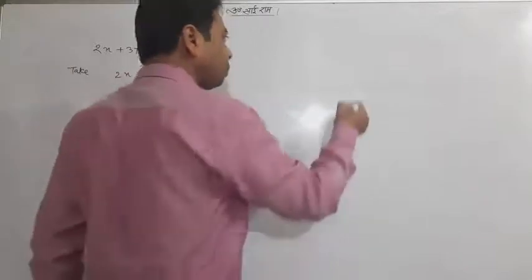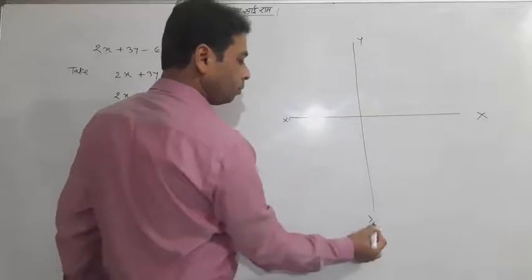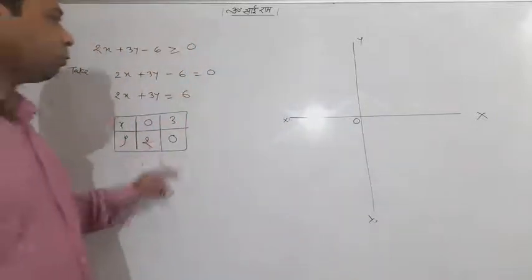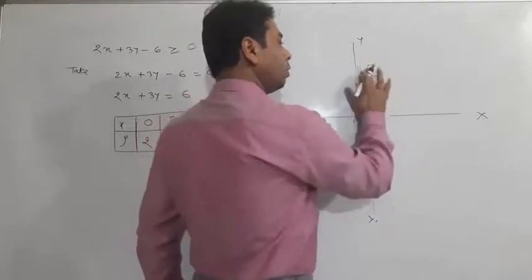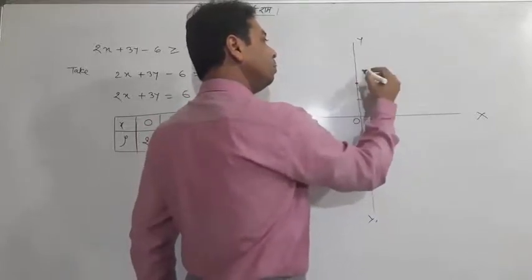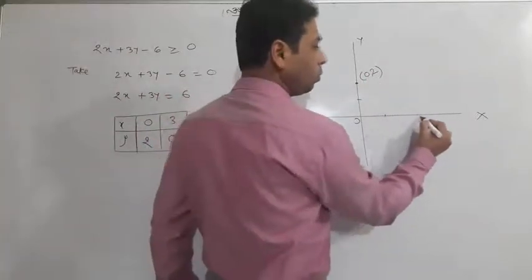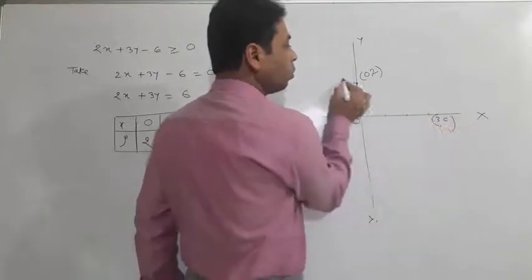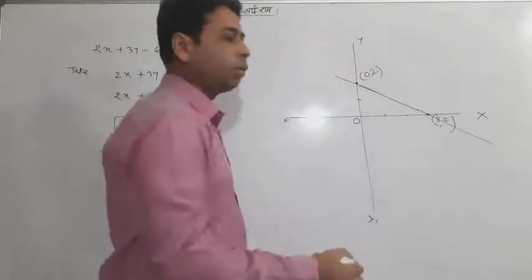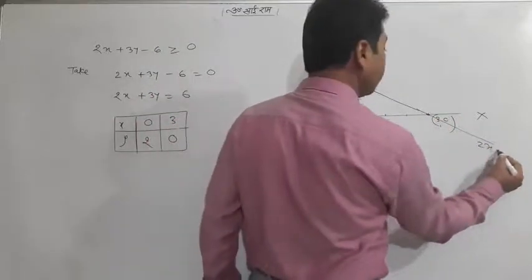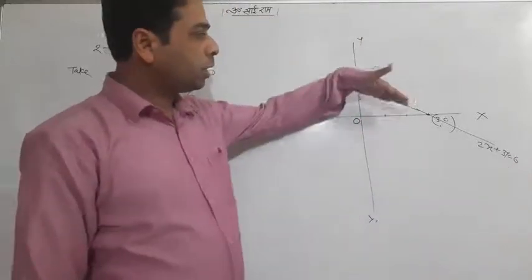Now make a line. You know how to draw it. There is 0 and 2 on the y-axis. This is the point 0, 2. And 3, 0 is definitely 1, 2, 3. This is the point 3, 0. So you will join them like that. Now this is your line, 2x plus 3y equal to 6. This is your line, but it is not your solution. Solution is either upside or downside.